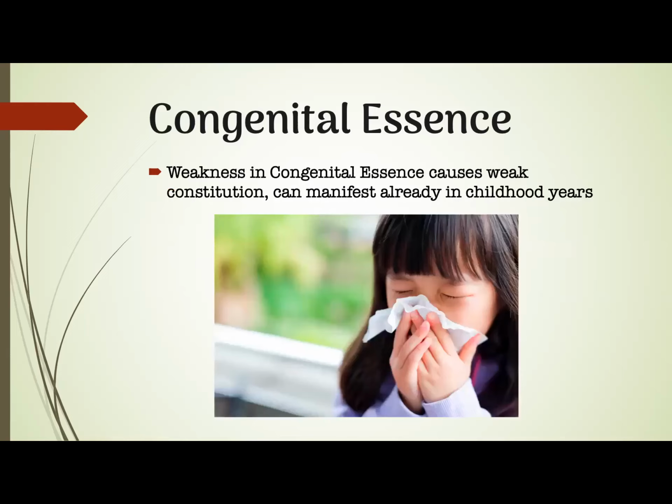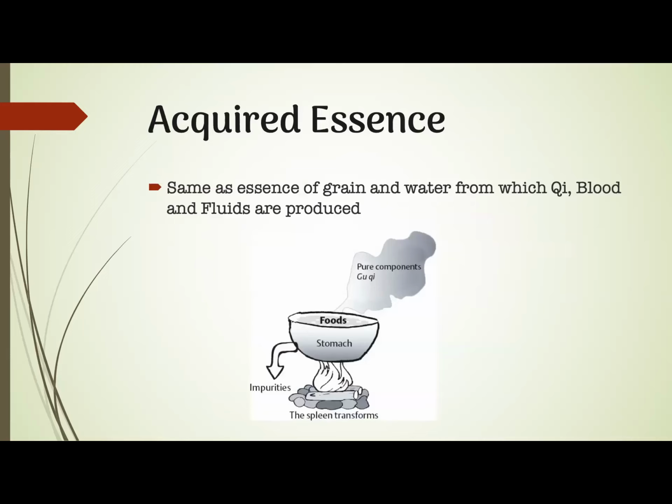Weakness in congenital essence causes weak constitution, which can manifest already in childhood years. So as it is illustrated, bata pa lang sinisipon na. Acquired essence is the same as essence of grain and water from which chi, blood, and fluids are produced. So it is illustrated here that the spleen transforms the foods in the stomach, and then the pure components of food are transformed into good chi, and the pure components of good chi will be transported to the lungs, and then the stomach now descends the impurities downwards for further refinement.